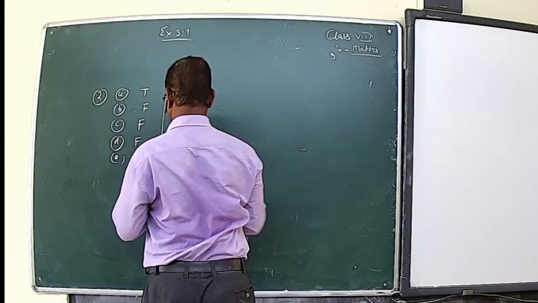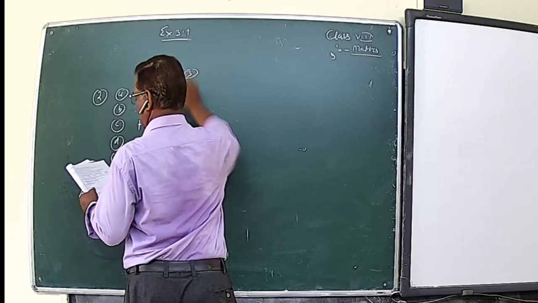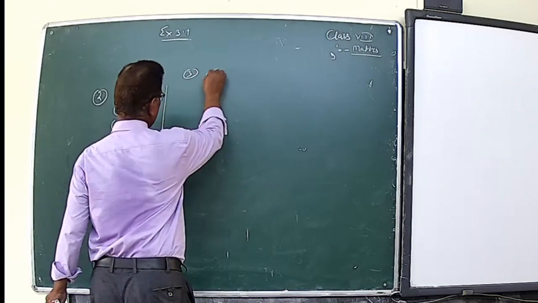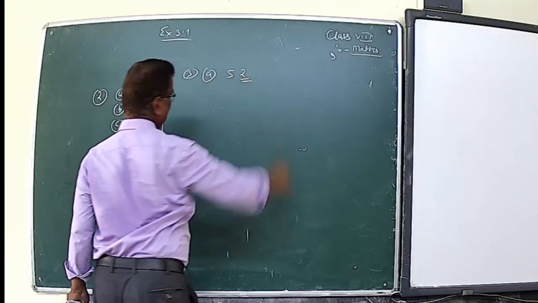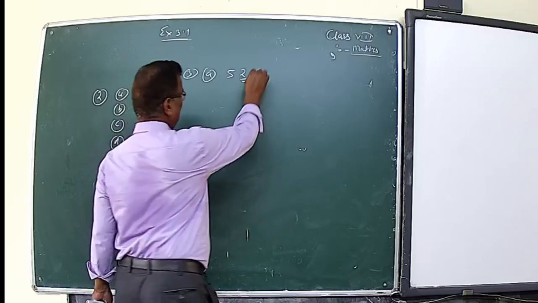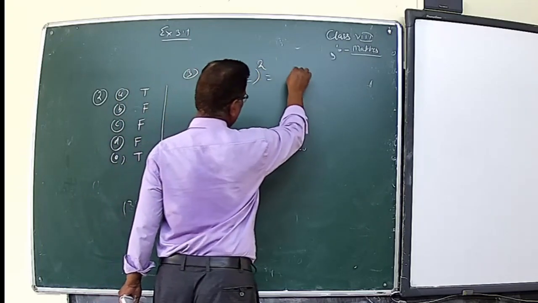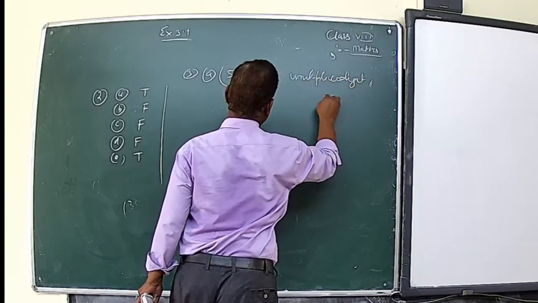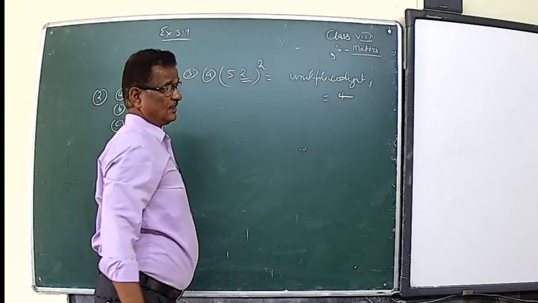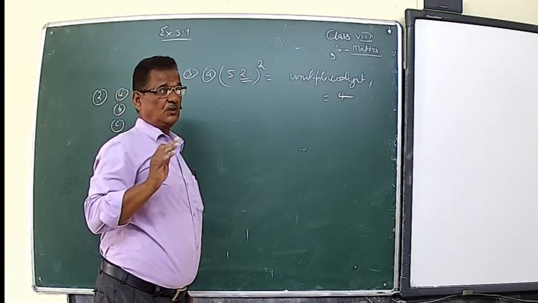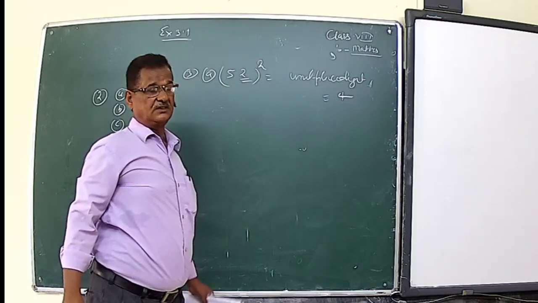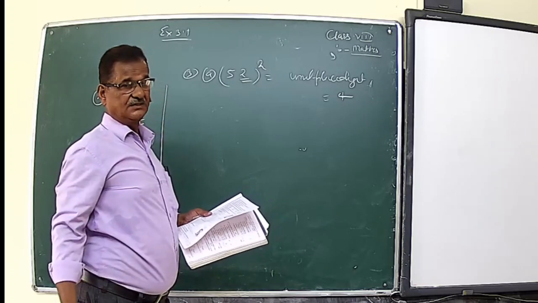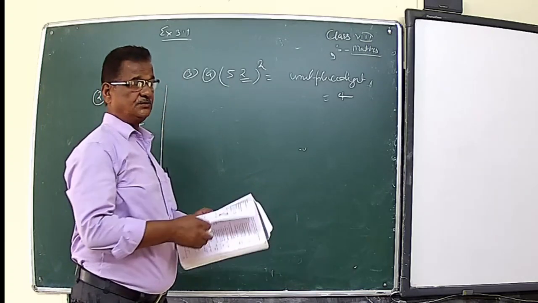Question number 3. What will be the units digit of the square of the following numbers? First, the units digit given here is 2, so the square of 52 has units digit 4. You know already: if 0 then 0, if 1 or 9 then 1, if 2 or 8 then 4, if 3 or 7 then 9, and if 5 then 5.